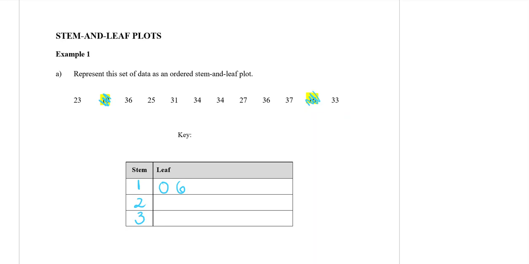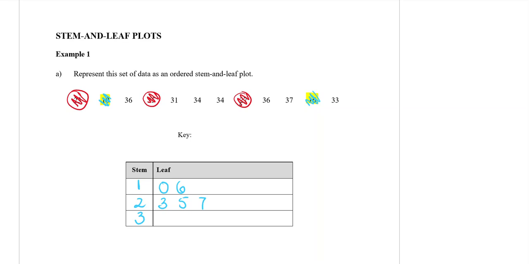Now I want to go through and do the 20s. So I have 23, 25, 27, 3 of them. But I need the leaf to be in order. So of the ones digits, 3 is the smallest, then 5, then 7. So we're going to have 3, 5, 7. Cross them out. They're done.